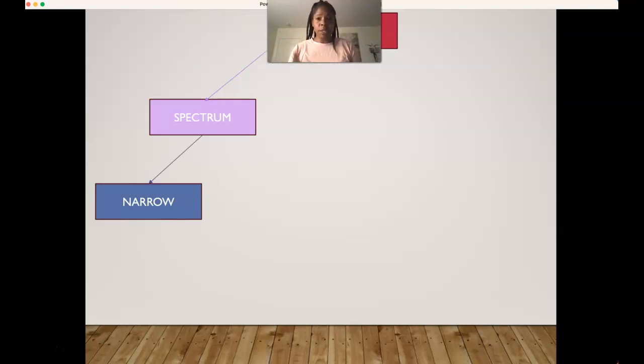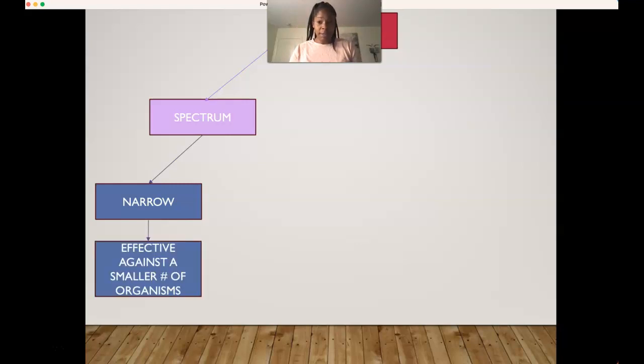The first is what we call a narrow spectrum antibiotic. As the name implies, it very narrowly focuses in on a specific type of bacteria, right? So it's effective against a very small number of bacterial organisms or microorganisms in this case. So this drug, if we know the type of bacterial infection the patient has, is the type of drug we want to use because it's specifically going to attack that bad bacteria.